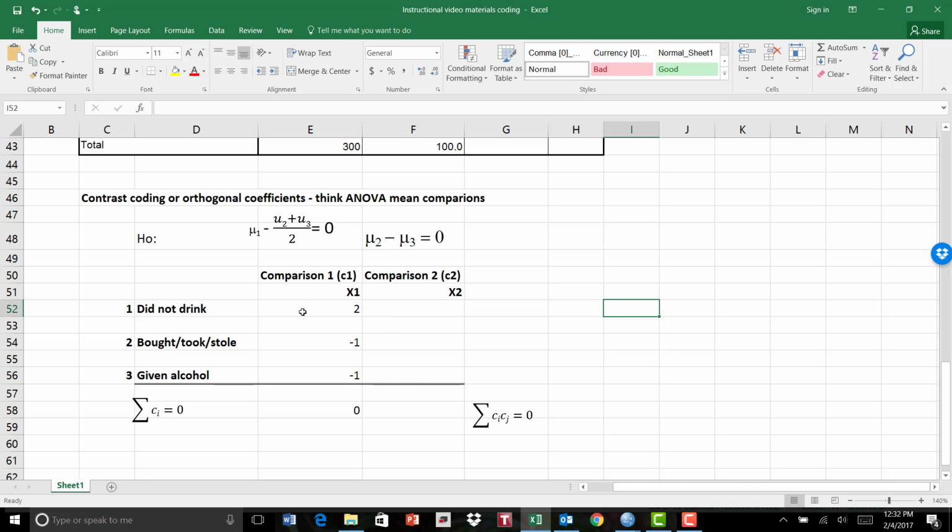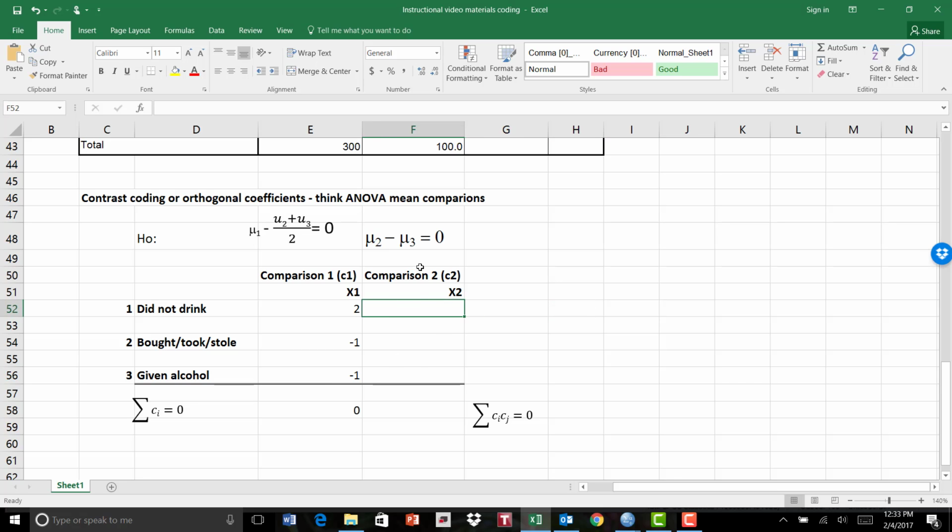We'll be able to tell something about how many drinks a kid has had between if they didn't drink at all and if they bought, stole, or were given alcohol. So if someone says, great, tell me, is there a difference in number of drinks between those who got it and those who were given it? You go, well, I don't know. I just did this comparison, did not drink versus got somehow. We don't know anything about these two that were combined. So it might be nice to compare them.